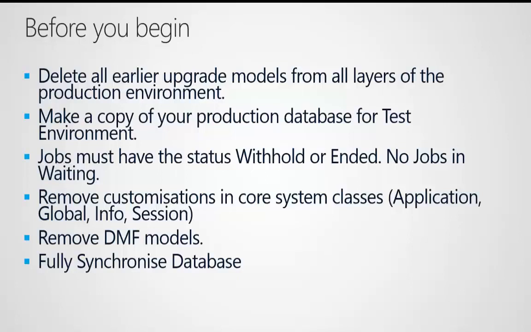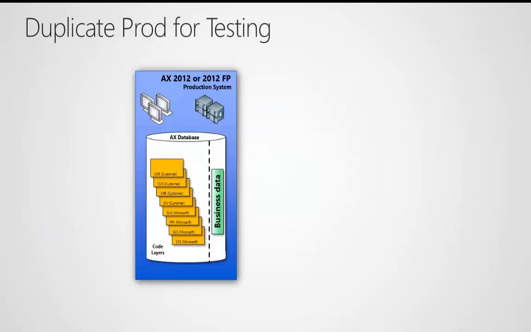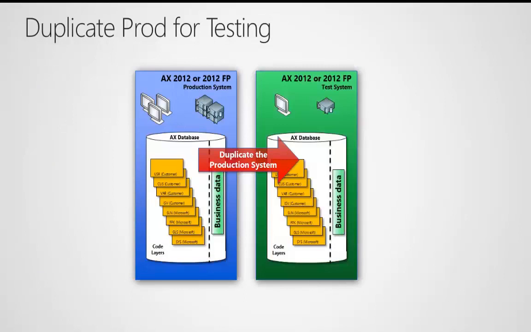The next step is to make a copy of your production database for a test environment. All batch jobs must have the status withhold or ended. There should be no jobs in waiting. Please remove any customizations in the core system classes: Application, Global, Info, and Session. Finally, you need to remove any data migration framework models you may have installed, and you need to fully synchronize the database after removing the models. Once you've done this, the next step is to duplicate the production environment for testing. After duplicating the production environment, you will end up with a separate environment which we will call the test system.